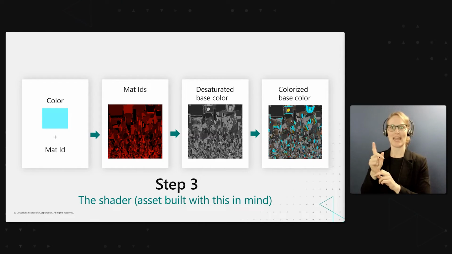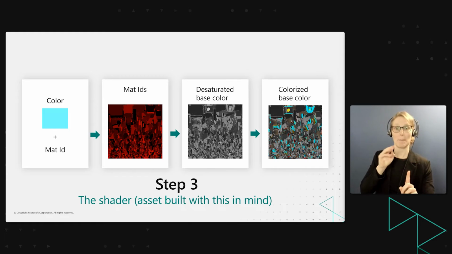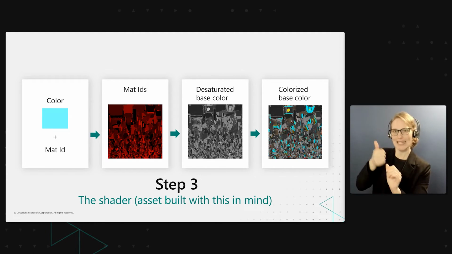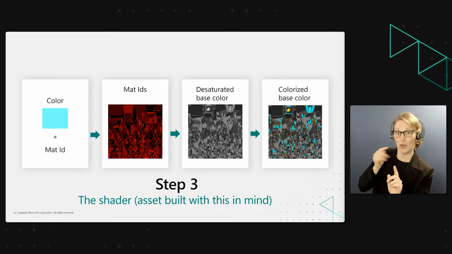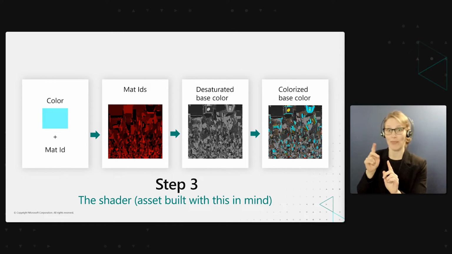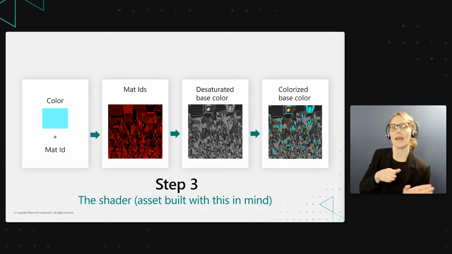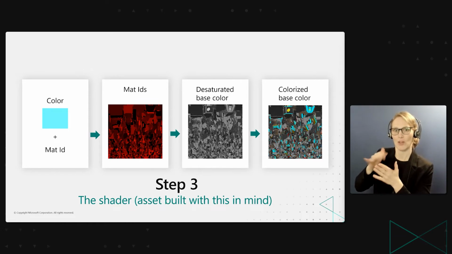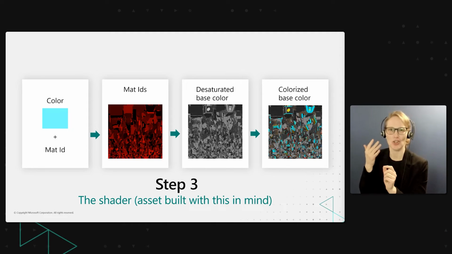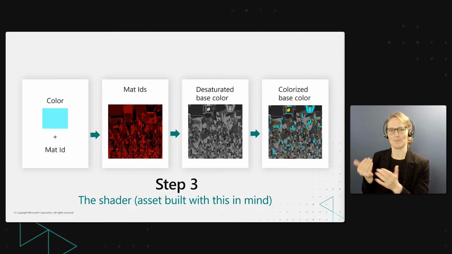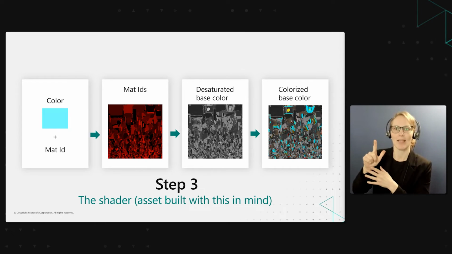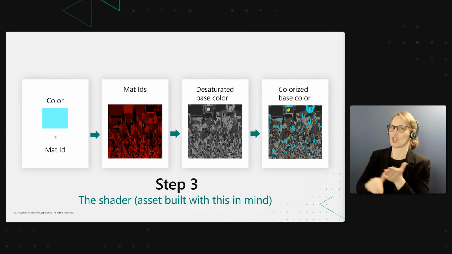Basically, you're taking the color and the matte ID in, looking it up for each pixel: should I color this texture or this pixel? And then you have a desaturated base color so that you can easily modify the color and generate a colorized base color for that object, or just calculate the pixel on the fly. It would be significantly cheaper this way.